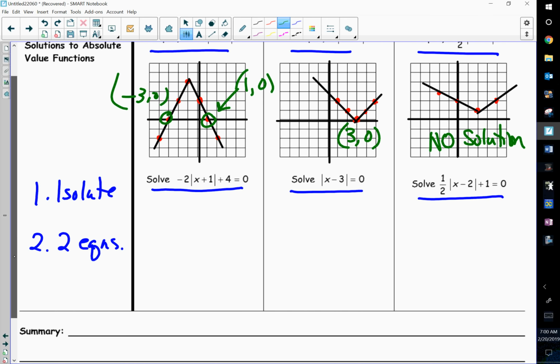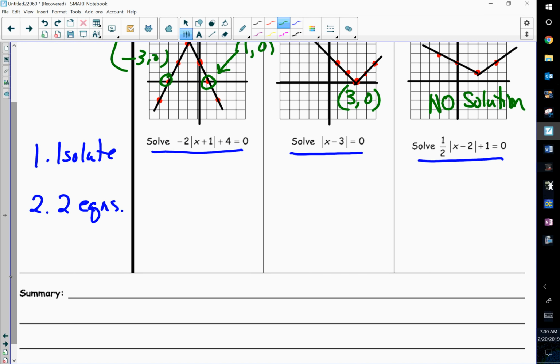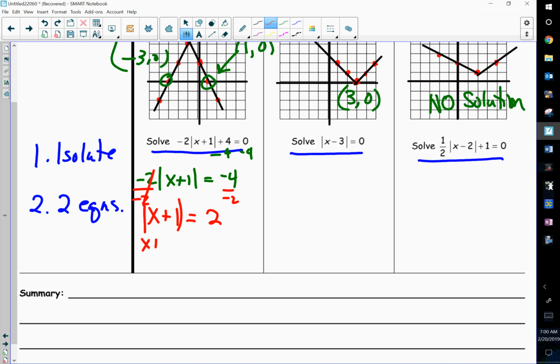By solving the equations the new way, you're going to isolate the absolute value part by subtracting 4 from both sides. Divide both sides by -2. You get x plus 1 equals 2. And then you set up 2 equations. X plus 1 equals 2, and x plus 1 equals negative 2. And then by solving each, you get x equals 1 and x equals negative 3, and that matches what you did on the graph.